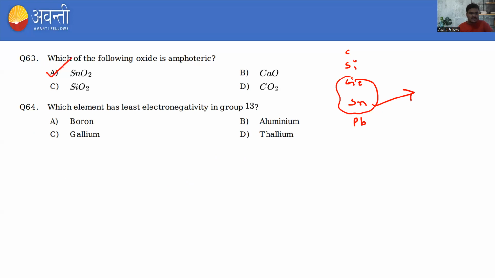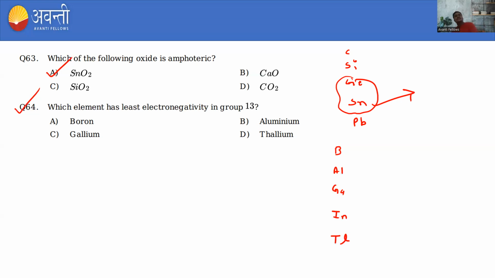चलो तो ये तो हो गया. चलो. Next 64. Which element has the least electronegativity in group 13? So we have the list of group 13 elements like baingan, aloo, gajar, in thalam. So this is the way to remember this group: baingan, aloo, gajar, in thalam. So we know that down the group, electronegativity decreases, right?